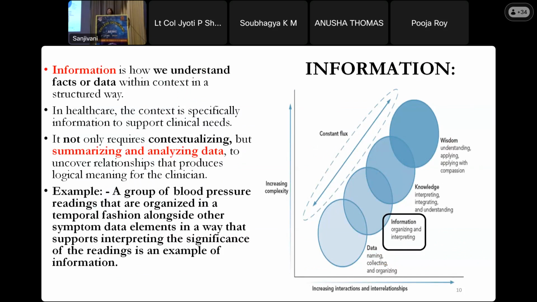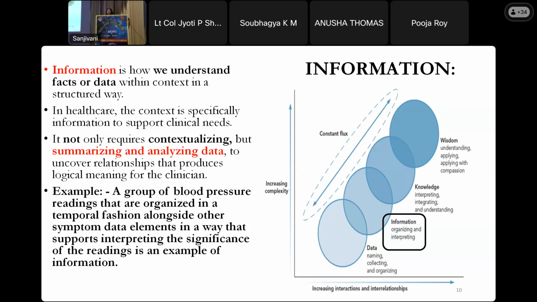Here you will see that the data was already existing. Now we have to have the information fed to this data. There's a very good example elaborated here. There is a group of blood pressure readings that are organized in a temporal fashion alongside other symptom data elements in a way that supports interpreting the significance of the reading. That is an example of information. That means in the information, you feed the normal range of data. If you talk about blood pressure, what is the normal range of blood pressure?